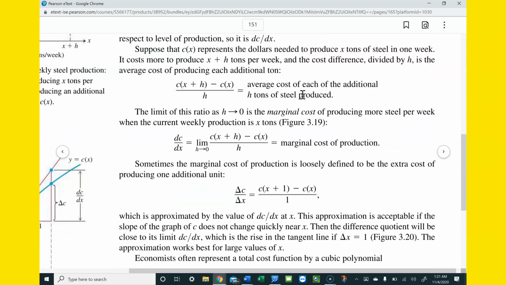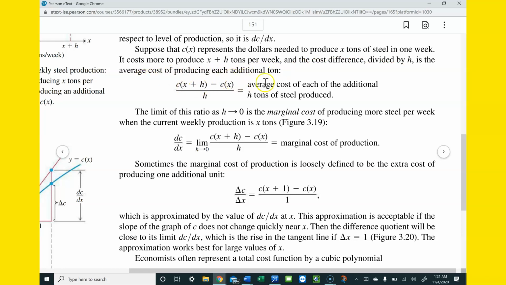How will that affect production cost if we produce a smaller or larger amount of units? All right, suppose that C of x represents the dollars needed to produce x tons of steel in 1 week. It costs more to produce x plus h tons of steel per week, and the cost difference divided by h is the average cost of producing each additional ton.